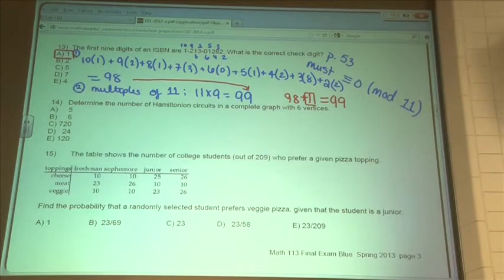All right. Determine the number of Hamiltonian circuits in a complete graph with 6 vertices. All right, we got to go all the way back to graph theory. Let's find us a formula. We started talking about Hamiltonians. Someone have a page number? 12. Page 12. Okay.